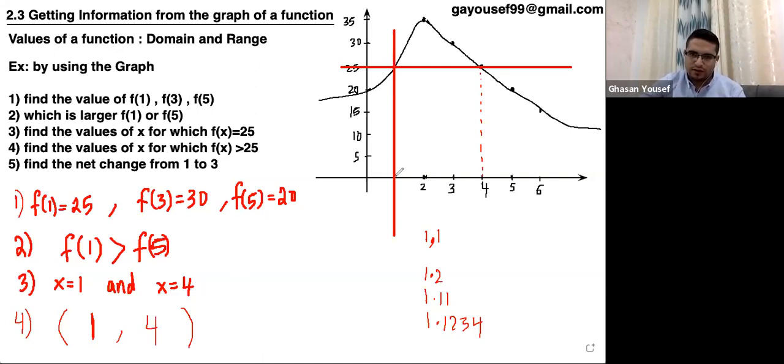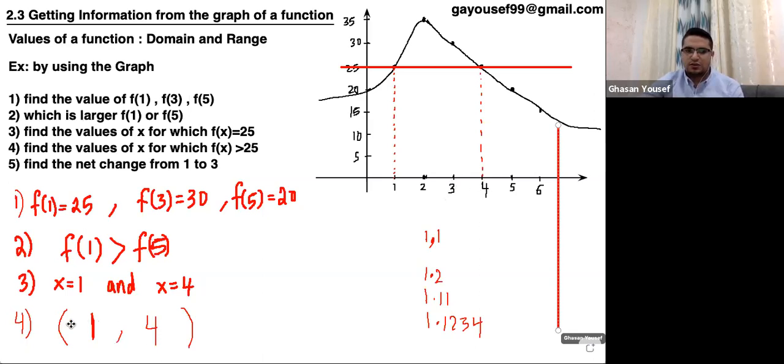It started at this point at 1 and ended at 4. All the points from here to here above this line are included. The points start at 1 and end at 4, not 3. This point. So the open interval from 1 to 4 for number 3.